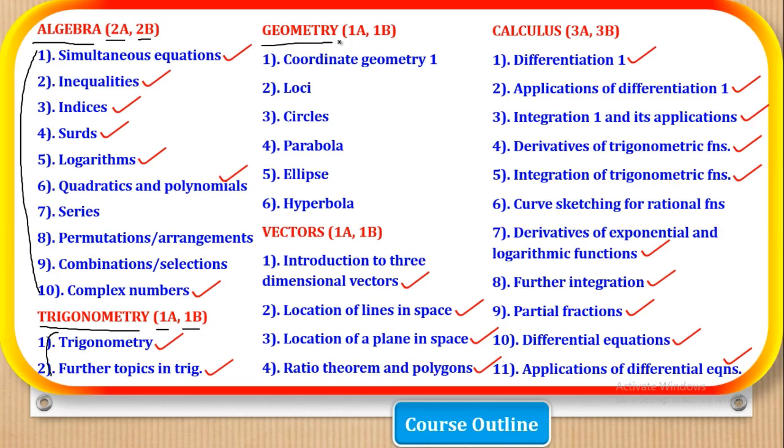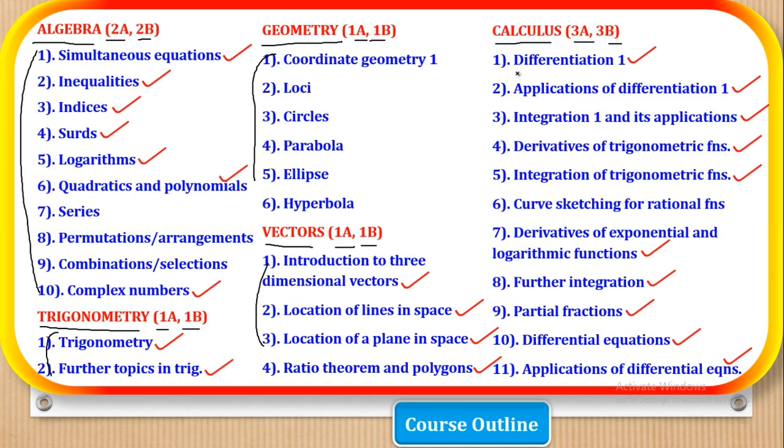Then the third part is geometry. 1 comes in Section A, 1 comes in Section B, and these are the topics. Then fourth is vectors. 1 question comes in Section A, 1 in Section B, and these are the topics. Then the last one is calculus. 3 come in Section A and 3 in Section B.